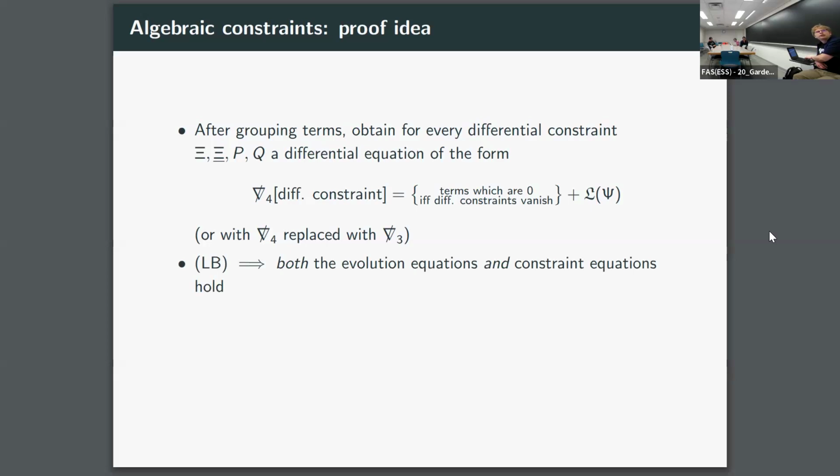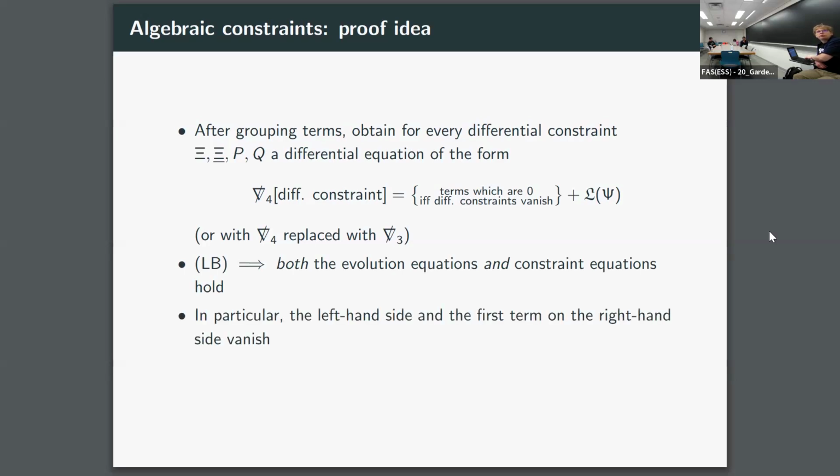And the linearized Bianchi equations hold if and only if, as I said earlier, both the evolution equations and the constraint equations hold. And so in particular, the left-hand side and the first term on the right-hand side vanish, and therefore the leftover terms have to be 0. This is essentially just a long cross-differentiation computation, and then you get some equation where all of these terms have to vanish because by assumption they satisfied certain collections of equations, and so the leftover term has to be 0, and that's just what the operator L is defined to be.